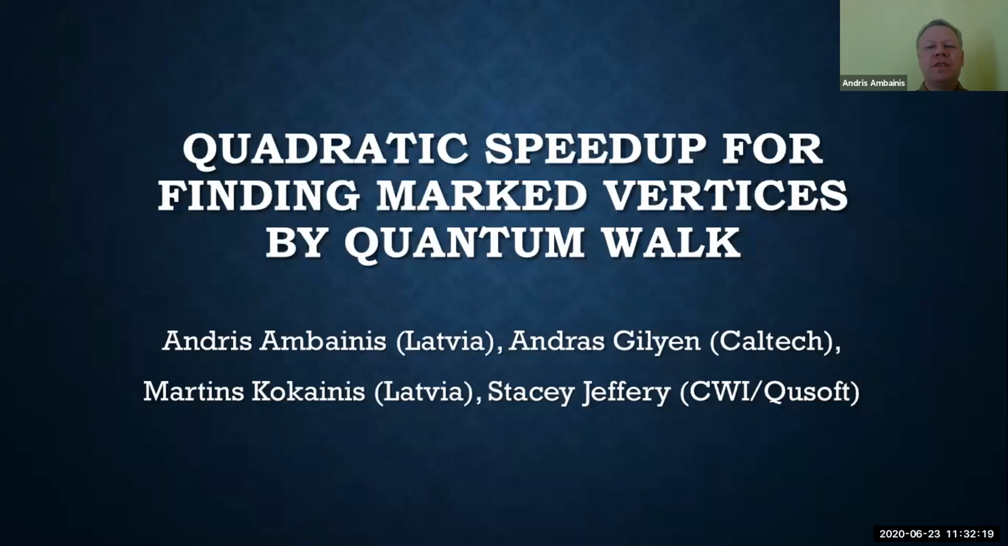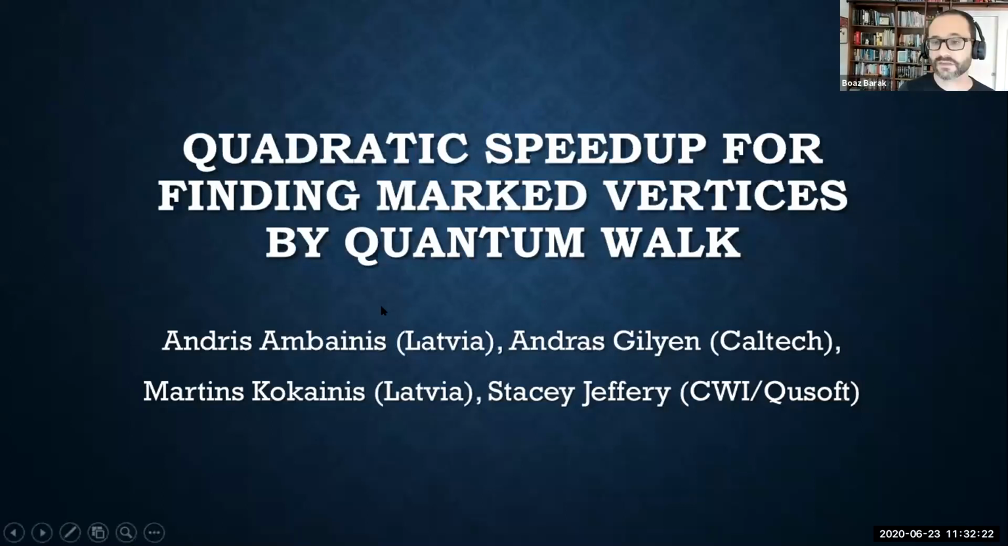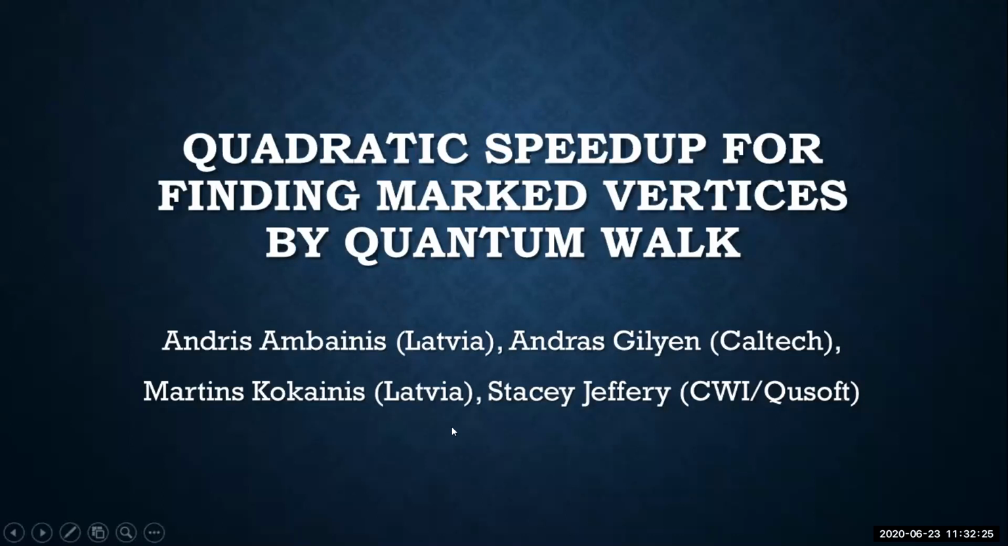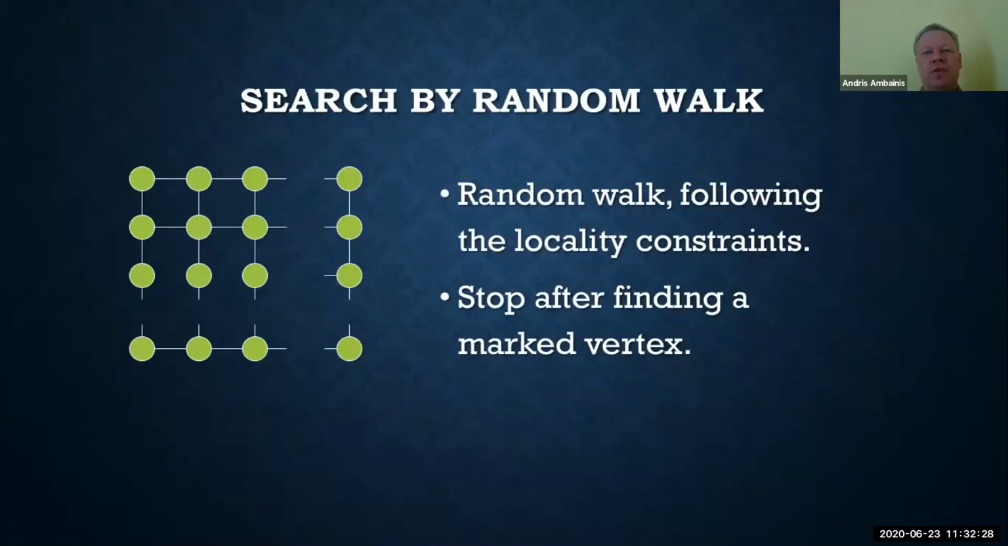So this is joint work with Andras Gilyen, Martins Kokainis, and Stacey Jeffery. The setting for this work is the following. We consider a class of algorithms that are based on search by random walk. That is, we have some search space, and we perform a random walk on this search space, and we stop when we find an element of the search space with some property that we want. I'll be referring to such an element as a marked vertex. So there is a graph, some vertices in it are marked, and the task is to find the marked vertex.